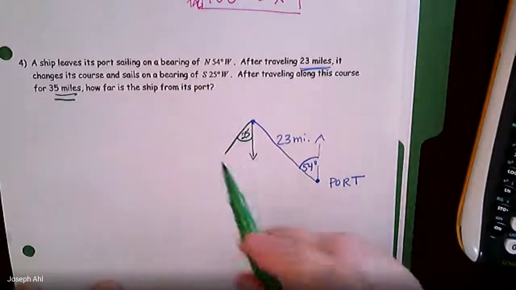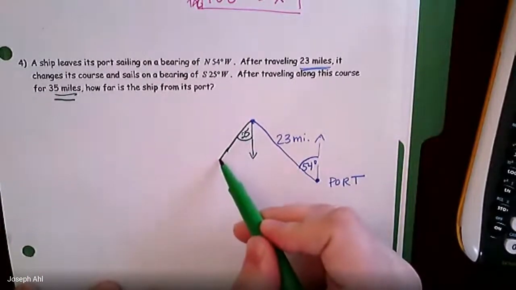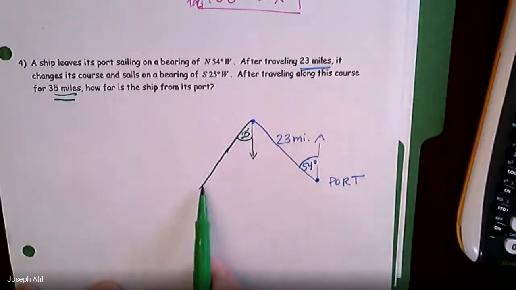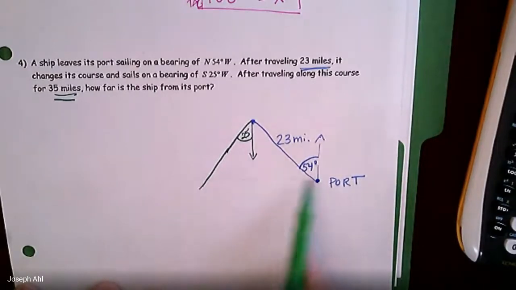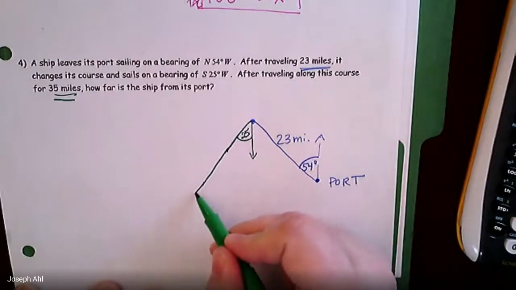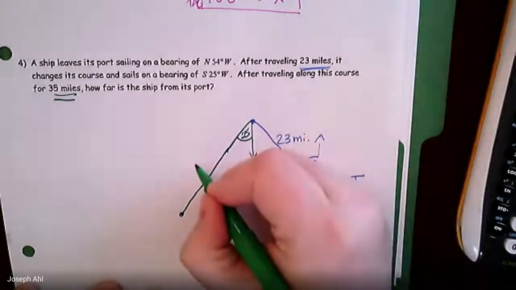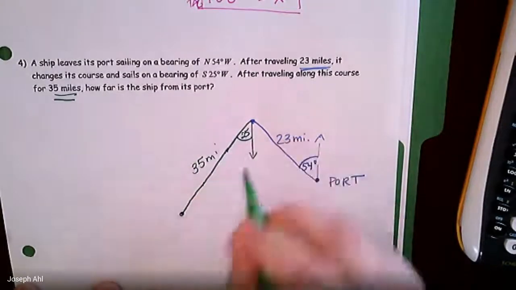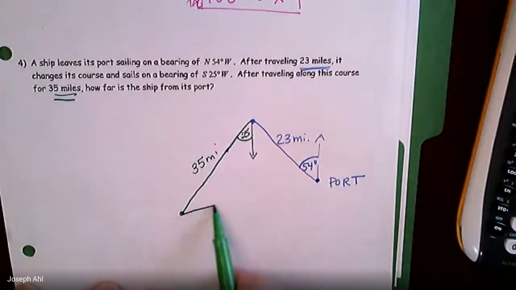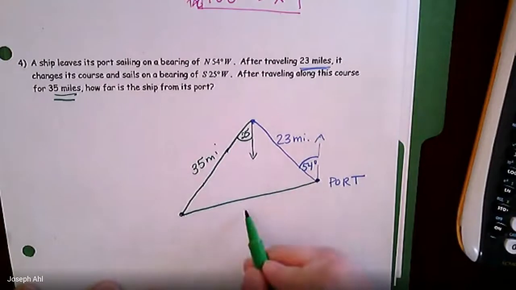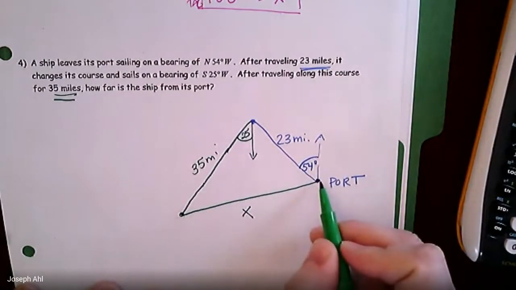Now, that 35 miles to me is pretty important when I draw my picture, because a lot of students, when they draw this in, they like to stop so that they're in line horizontally with the port. But that actually wouldn't be true, right? I mean, if I go 35 miles, definitely longer than 23, the ship is actually somewhere down here. So I want to figure out what is the distance that the ship is from the original port.